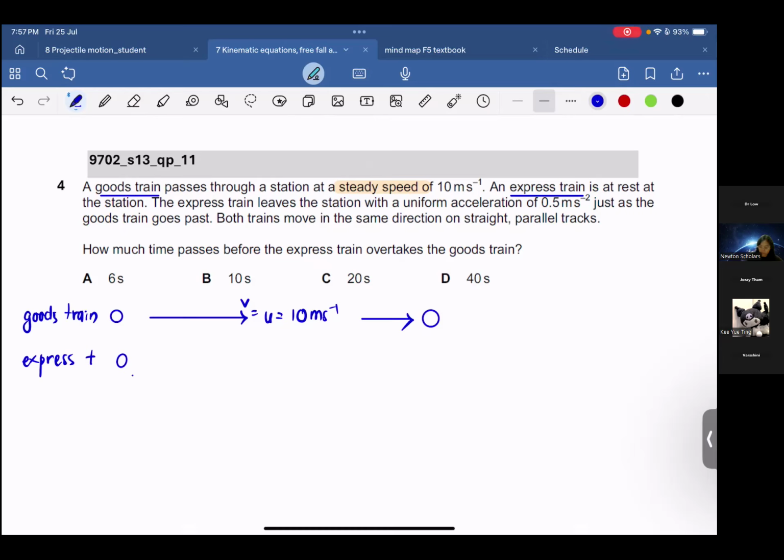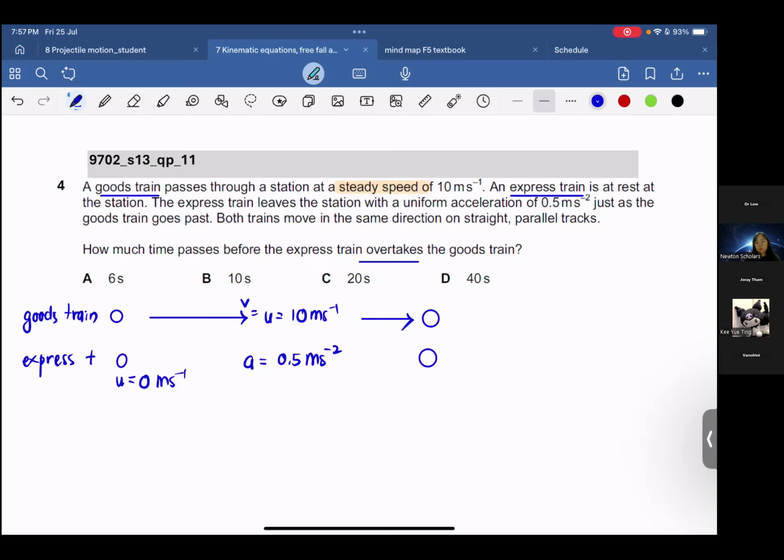So at the start, U here is 0 meters per second. The express train leaves the station with a uniform acceleration, which means that here A equals 0.5 m/s^-2, just as the goods train goes past. Then next, what else? Both trains move in the same direction on straight and parallel tracks. How much time passes before the express train overtakes?